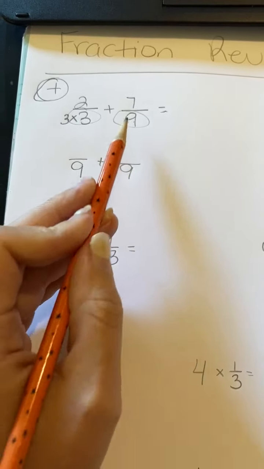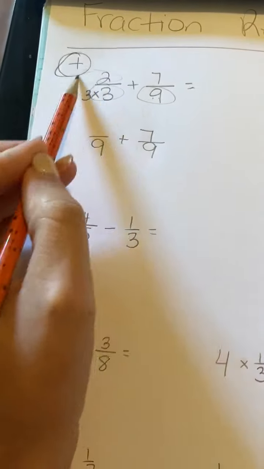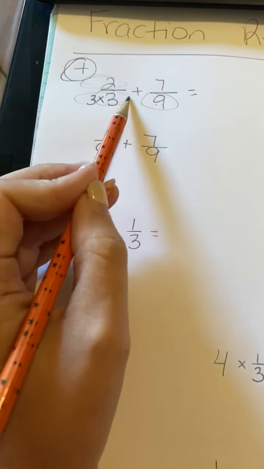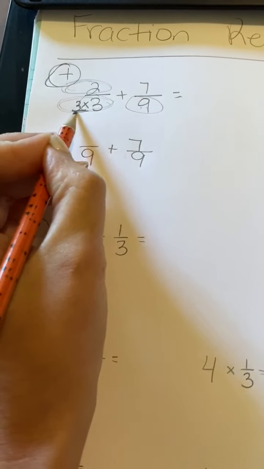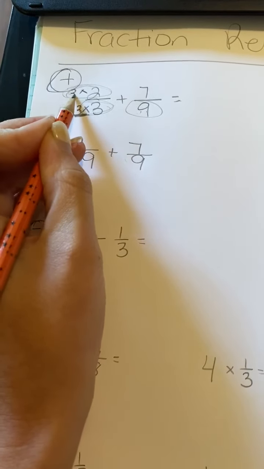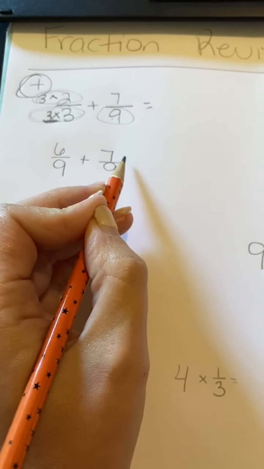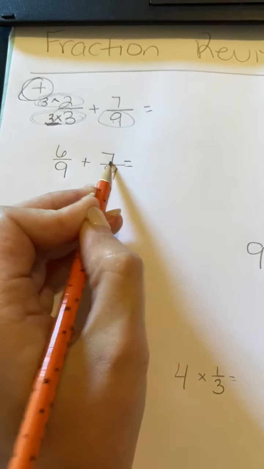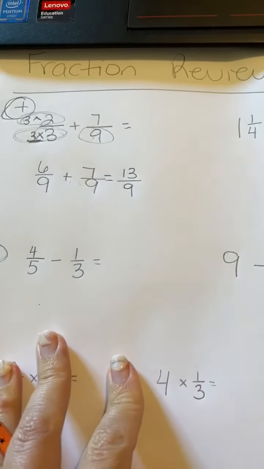So if this stays the same, so does the numerator. Now, my numerator is not going to stay the same. If I change my denominator, I have to change my numerator. So I multiplied it by 3, so I'm multiplying my numerator by 3. 3 times 2 is 6. Okay, 6 plus 7 is 13. So I have 13 over 9.